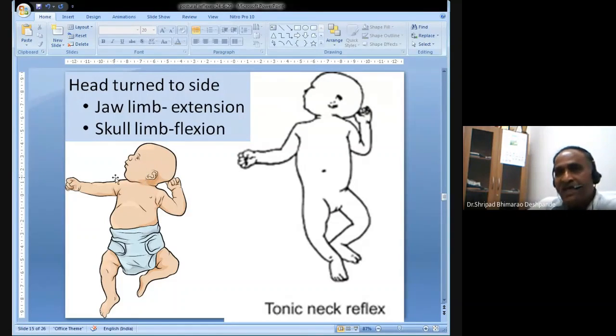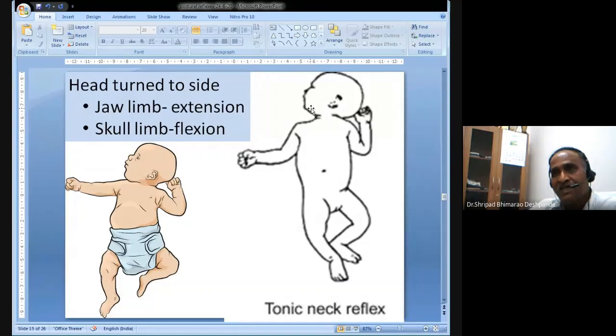When you turn the head to this side, this response is achieved by the proprioceptors present in the neck muscles. The proprioceptors present in the sternocleidomastoid and other muscles reach through the accessory nerve to the medulla, and they make these muscles extend and these muscles flex, because these are crossed. It is something like a crossed extensor reflex. Same graph. These are tonic neck reflexes.